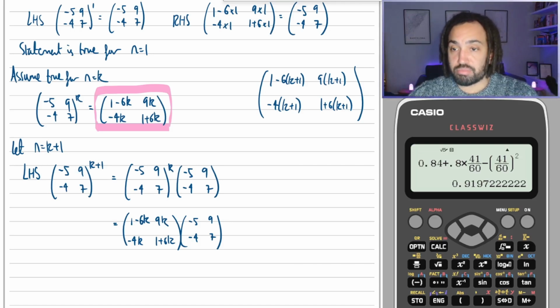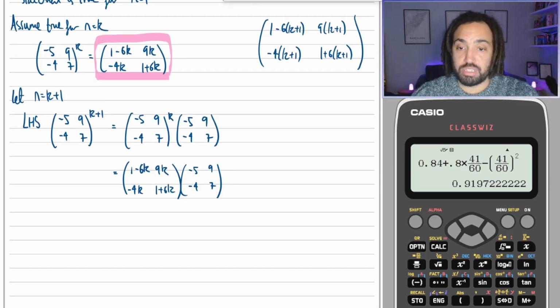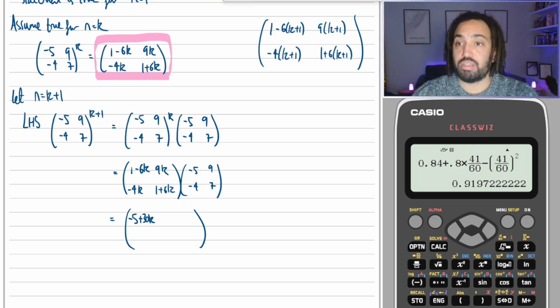Okay. So we need to multiply this. So it's going to give us a 2 by 2. We're going to get minus 5 multiplied by the first element, which is 1 minus 6k. So that becomes minus 5 plus 30k. And we're also going to have to do 9k times by minus 4, so that's minus 36k. Okay, that's the first element.